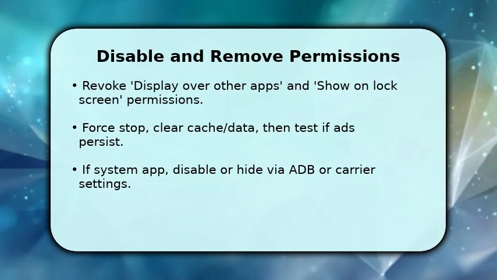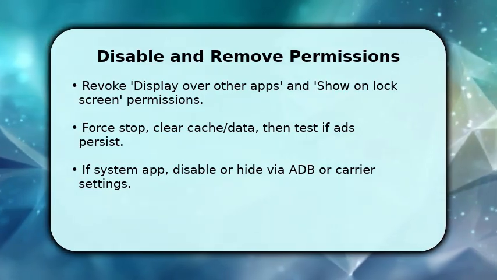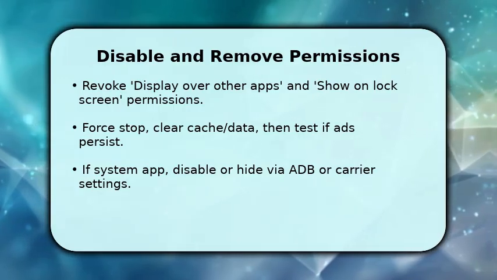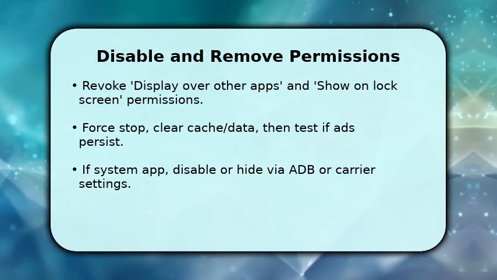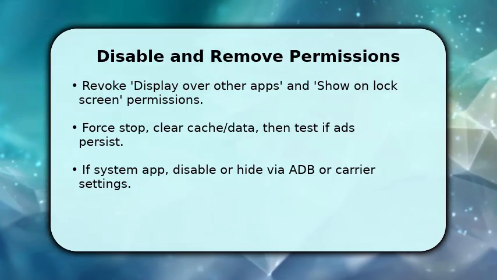Now you revoke the powers that let the app show ads. Go to Permissions or Special App Access and disable Display over Apps and Lock Screen Visibility. Once done, force stop the app and clear cache and data to erase stored ad content. Then lock and check the screen.